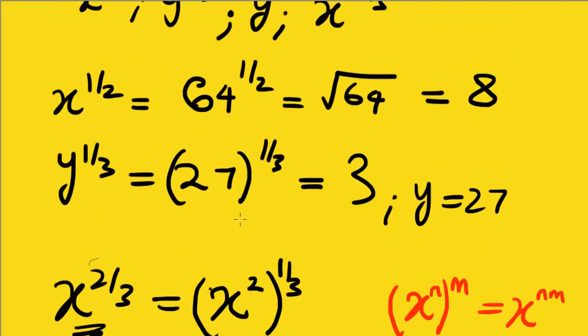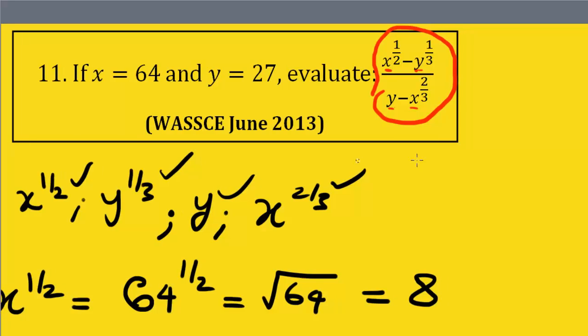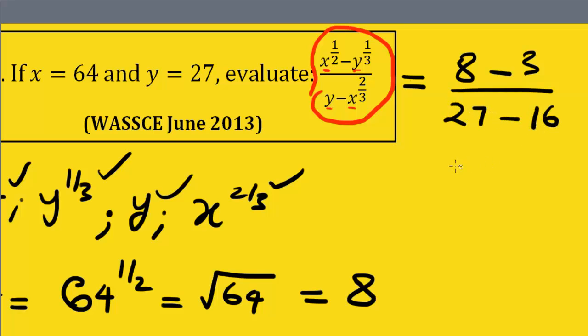So therefore, we now have all the terms in the originally given expression. We can rewrite the original expression as follows. x to the half is 8. y to the 1 over 3, we determined to be 3. y is given as 27. x to the 2 over 3, we determined to be 16. The numerator, 8 minus 3, is 5. The denominator, 27 minus 16, is 11. That is your answer. It is as easy as this.